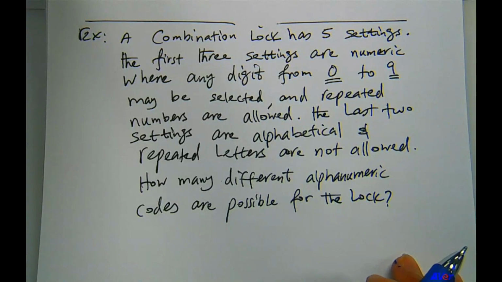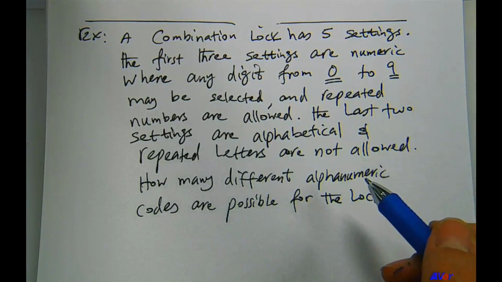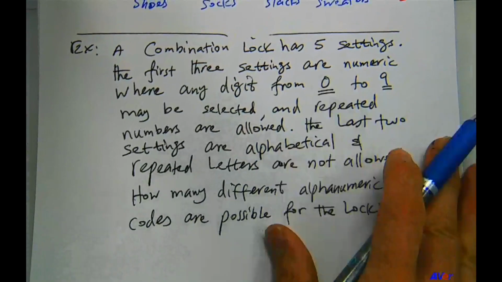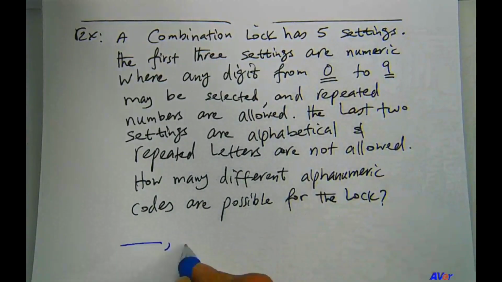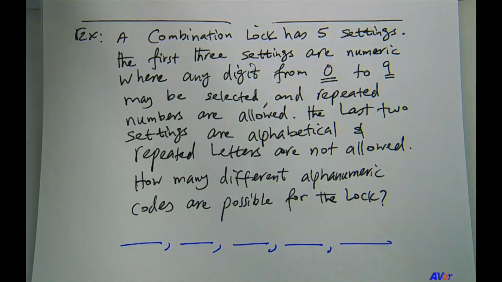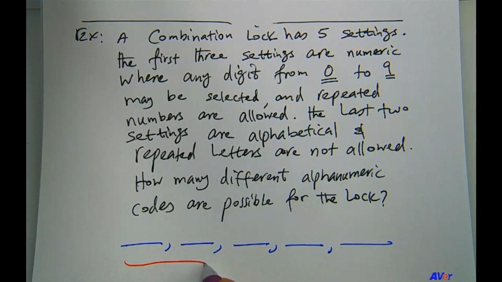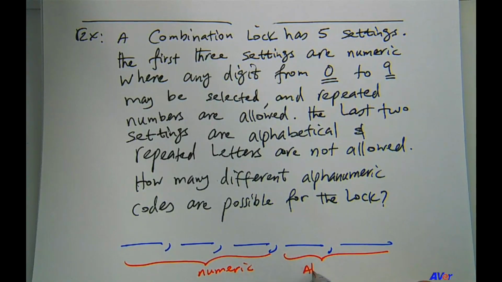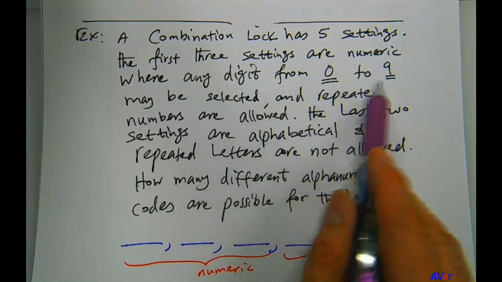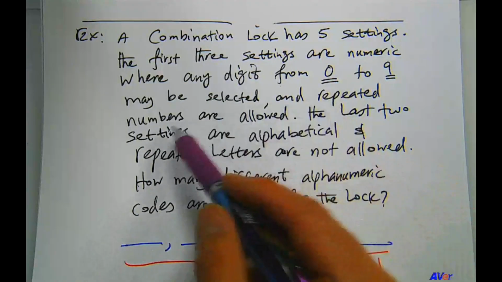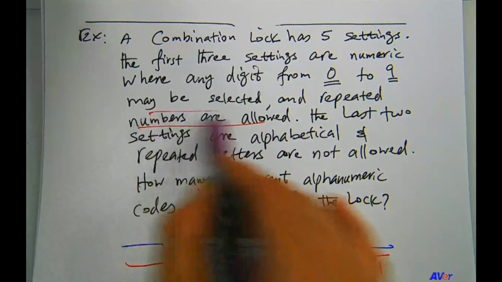Okay, supposing that you've come back and you have your own solution now, this combination lock has 5 settings. So let's draw 5 settings like that. The first 3 are numeric, and the last 2 are alphabetical. It says that for the numeric settings, these 3, any digit from 0 to 9 may be selected, and repeated numbers are allowed. This is pretty important information, right?